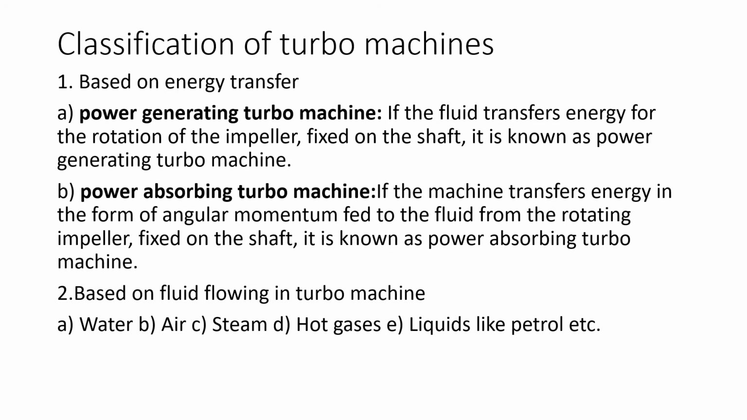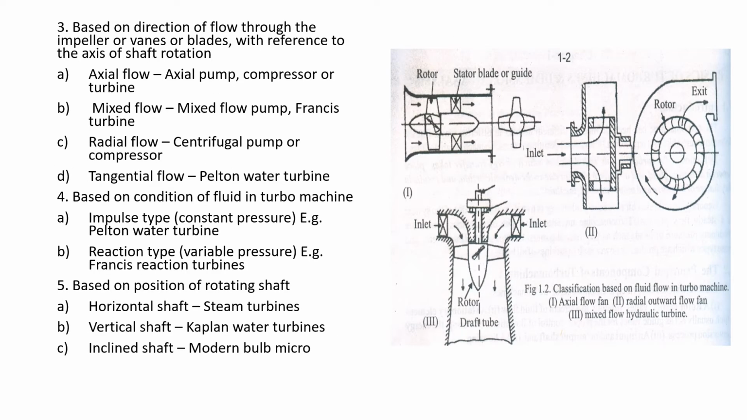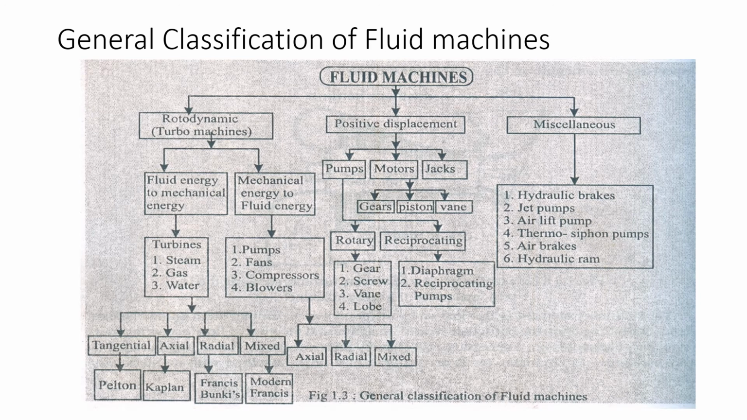The second one is based on the fluid flowing in the turbo machines. We have different turbo machines handling different types of fluids, for example water, air, steam, hot gases, and liquids like petrol. So we even have a classification of turbo machines based on the types of fluid they handle. In the previous slides we have seen the classification of turbo machines. I have given this picture so that you can easily understand the different turbo machines.